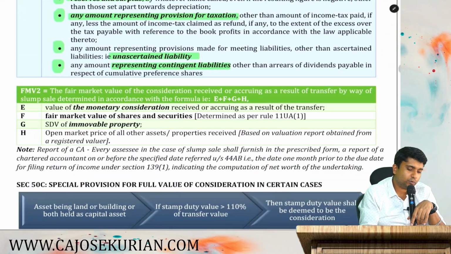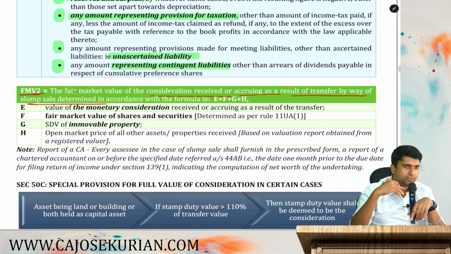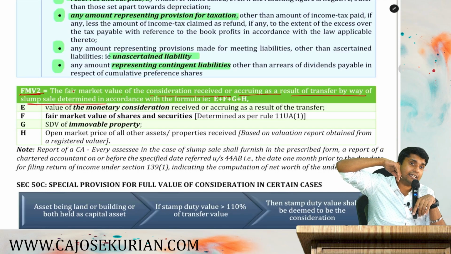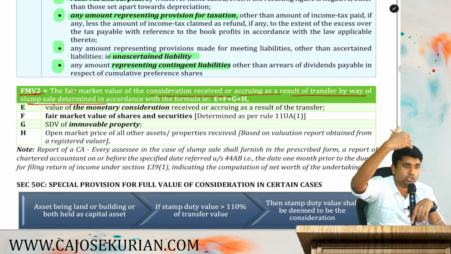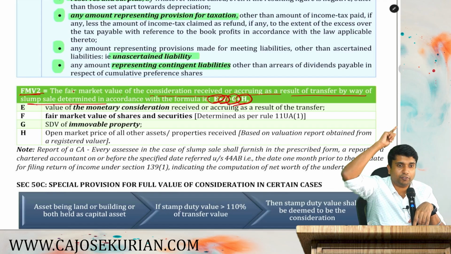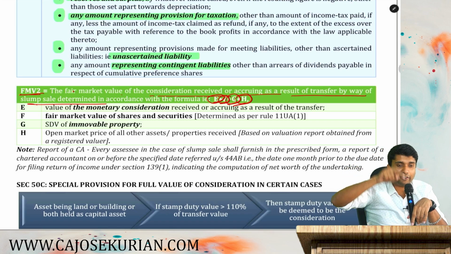Okay, what is FMV2? It is the fair market value of the consideration received or accruing as a result of transfer by way of slump sale. So during the slump sale, whatever is the consideration that you have received, that entire consideration's total value is said to be FMV2. First of all, you tell me what is the formula? E plus F plus G plus H. Till D they have used over there. Now the remaining alphabets they have are E, F, G, H. Are you with me?